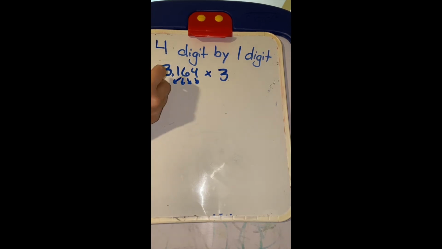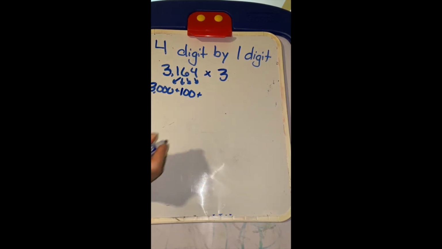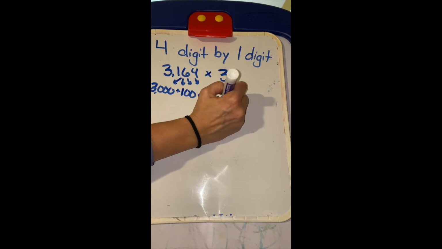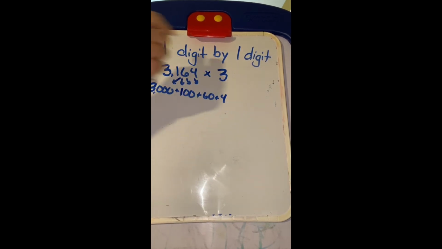If I have a 3 in my thousands, that is 3,000. I have a 1 in my hundreds, so that is 100. I have a 6 in my tens, that is 60. And I have a 4 in my ones. So 3,000 plus 100 plus 60 plus 4, that is 3,164. I need to multiply all that by 3.